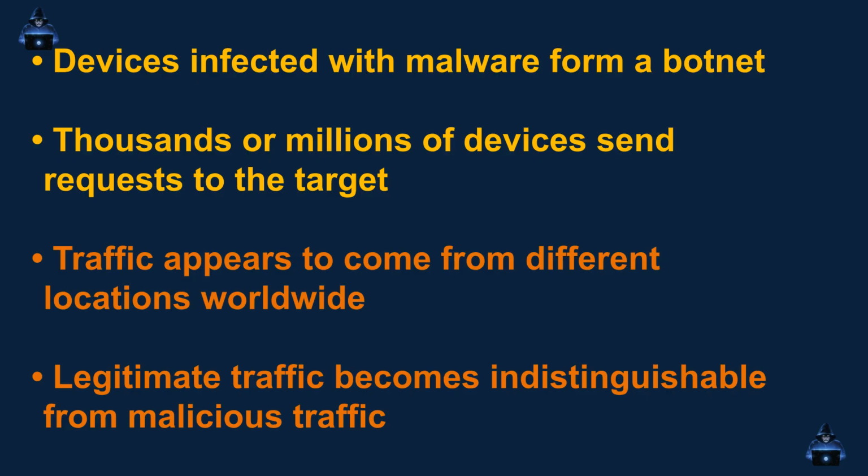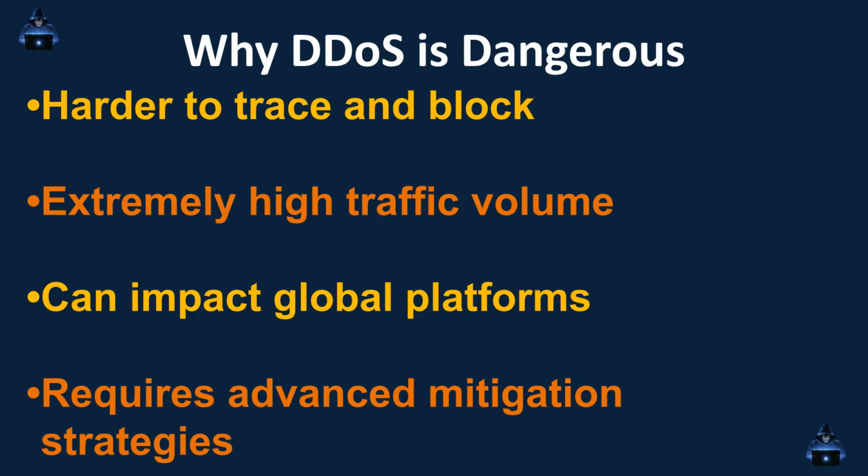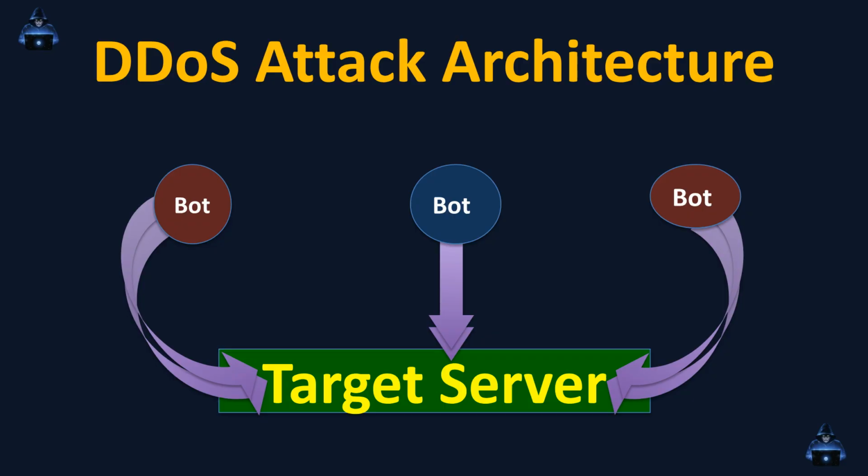In a DDoS attack, devices infected with malware form a botnet. Thousands or millions of these devices send requests, making the malicious traffic appear to come from different locations worldwide, masking the attack. DDoS is dangerous because it's hard to trace and block, involves extremely high traffic volume, and can impact global platforms. It requires advanced mitigation strategies. The DDoS attack architecture shows multiple bots coordinating to flood a single target server, overwhelming its capacity.